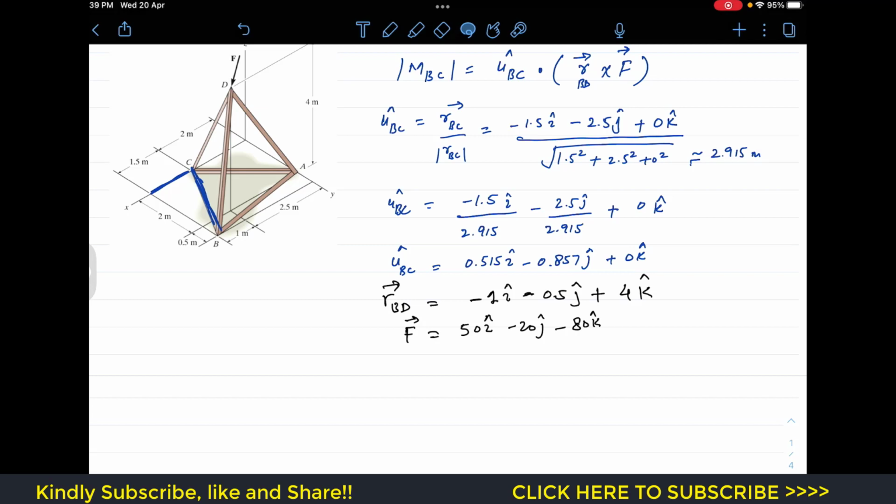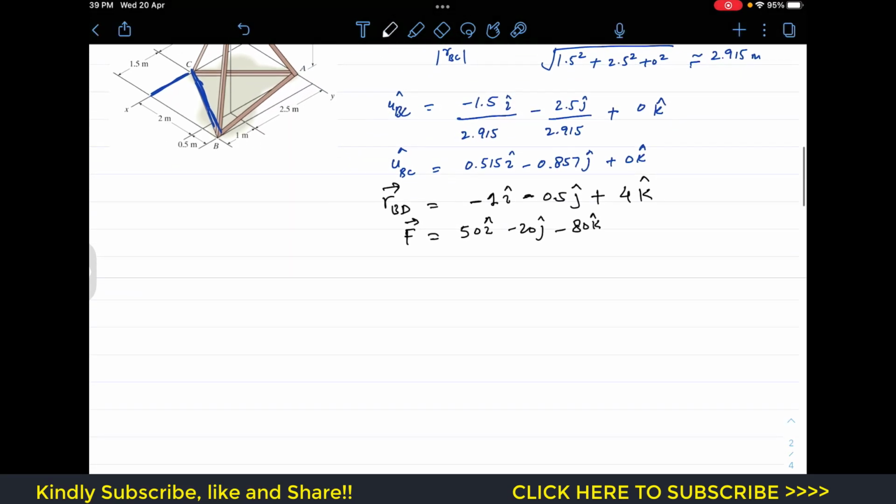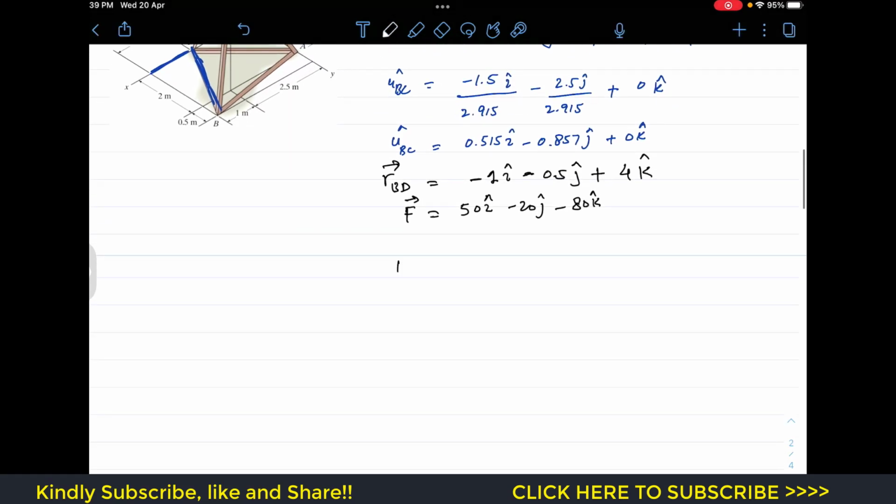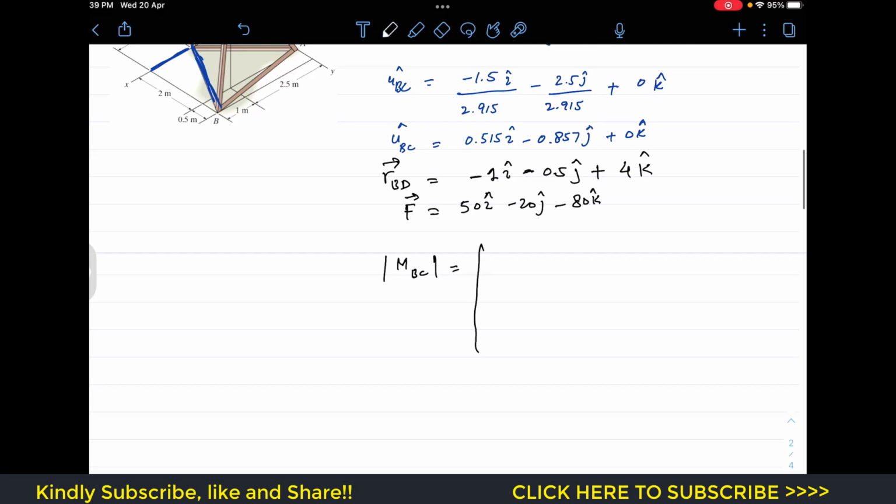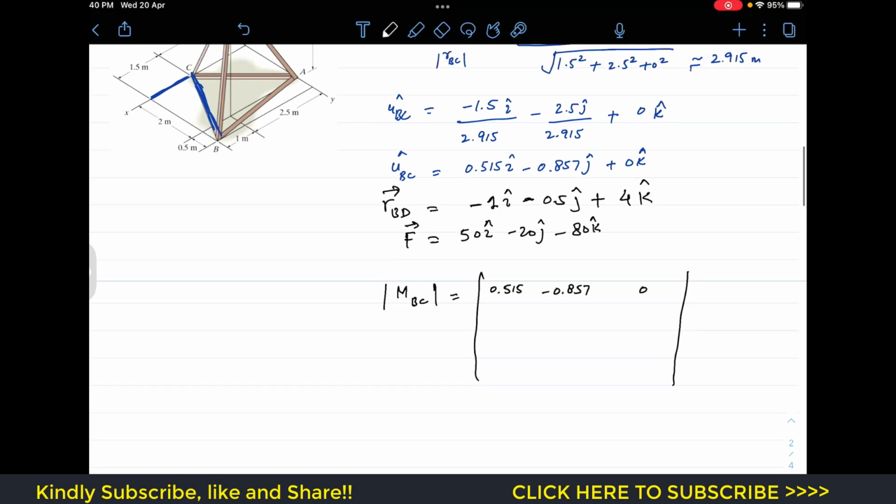So now we have these three vectors which we are required to evaluate. We can write that as a determinant. This is the moment about the BC line, the magnitude. This is equal to, so the first row will be the components of the unit vector from B to C, which is 0.515, minus 0.857, and 0.